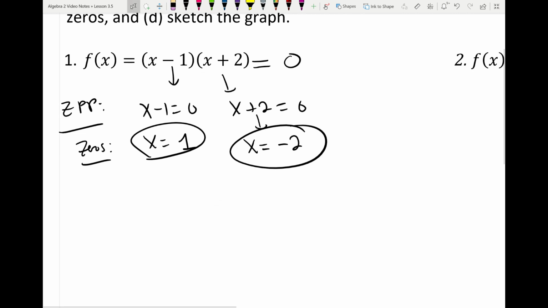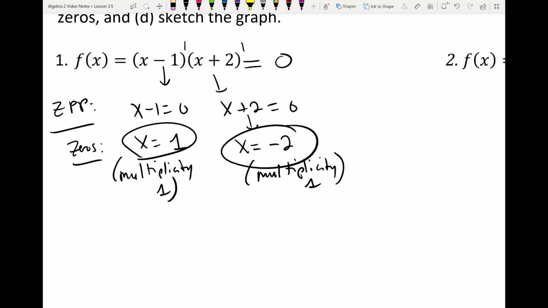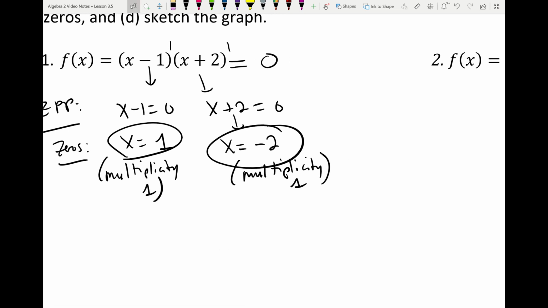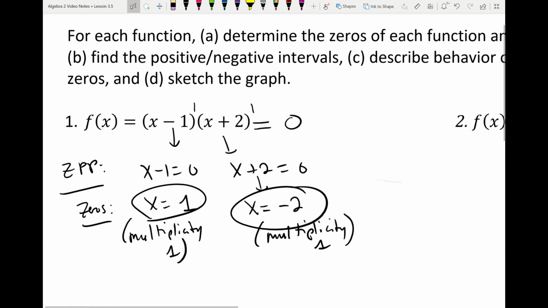So this is going to be x equals 1, multiplicity 1. This is going to be x equals negative 2, multiplicity 1 as well. How do I know it's 1? Because there's an invisible power of 1 there and there. That's why it's multiplicity 1 by default unless there are powers there. All right, so that determines the zeros and their multiplicities.